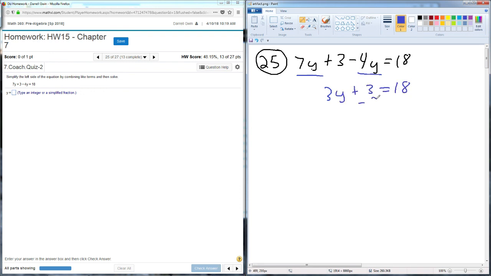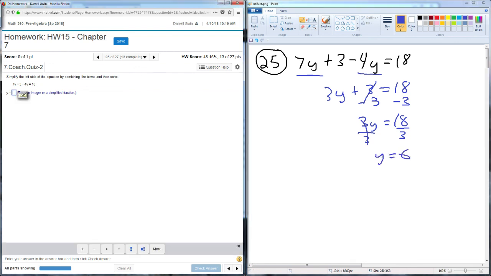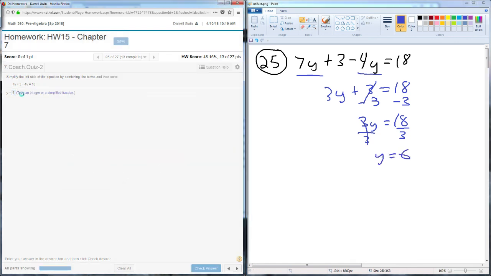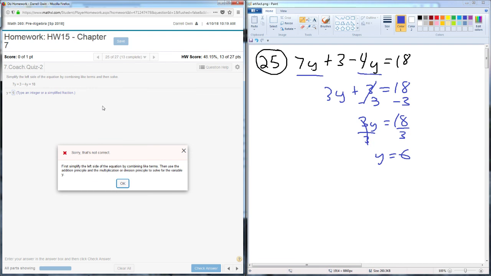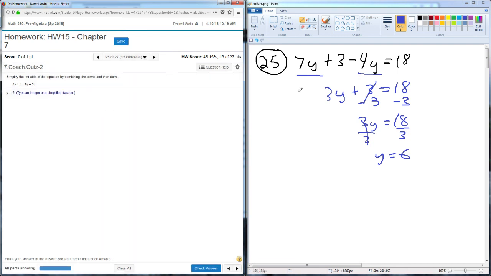Step 2, move the constants to one side. Done. Minus 3, minus 3. 3y equals 18. Step 3 is done. Step 4, divide by the coefficient, which is 3. y equals 6. The answer. Oh no. Oh no. Did I copy it wrong? Nope. 7 minus 4 is 3y. Oh, right there. Look at that.